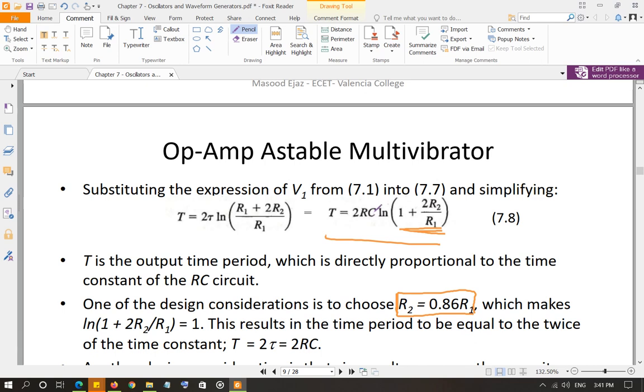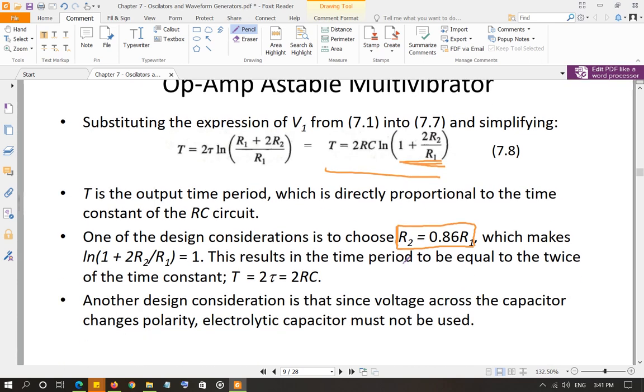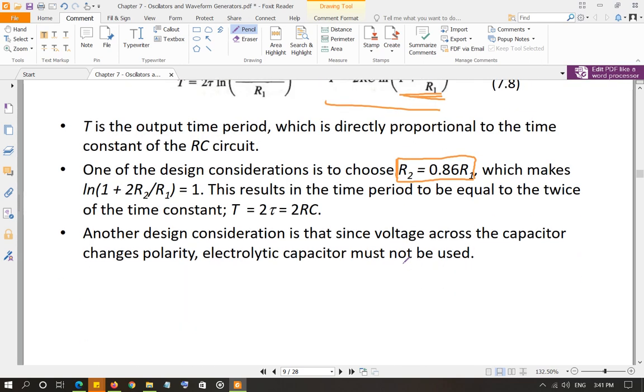We can choose either the value of C or R and then find the other component for a specific value of time period. So if we do that, our time period is going to be 2 tau, which is 2RC.